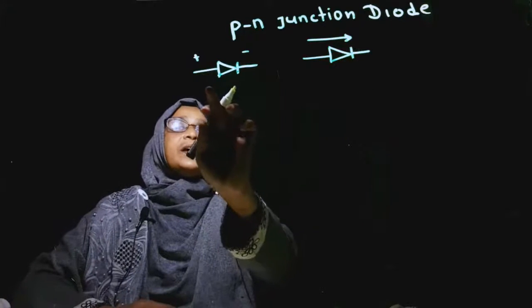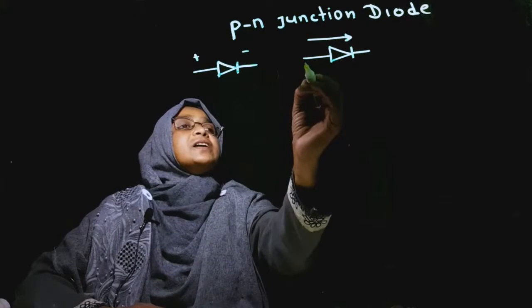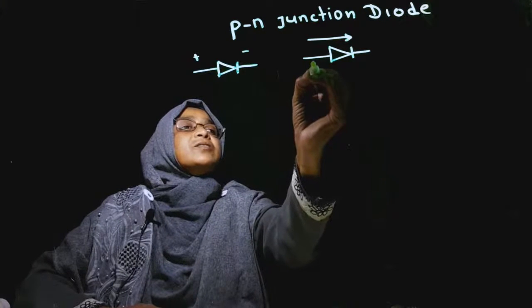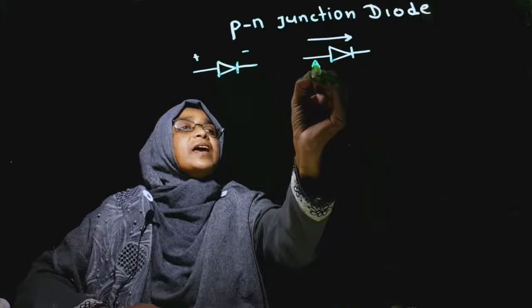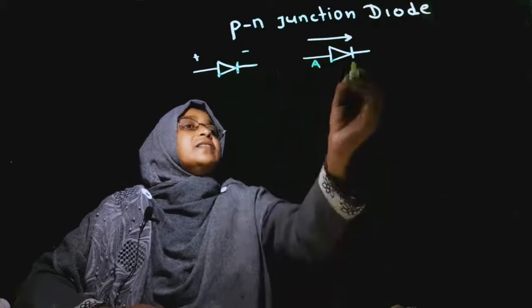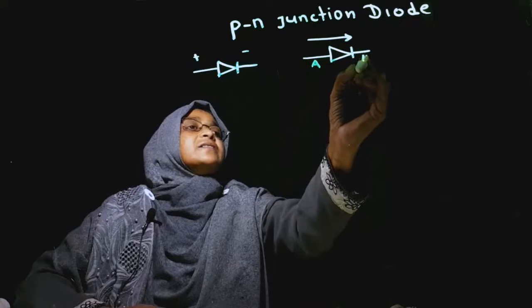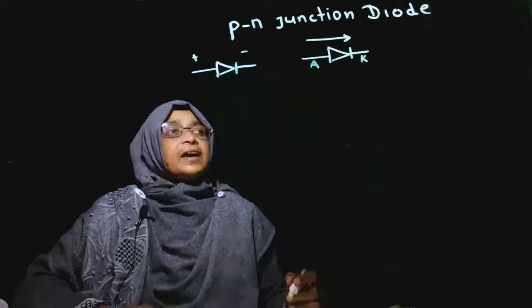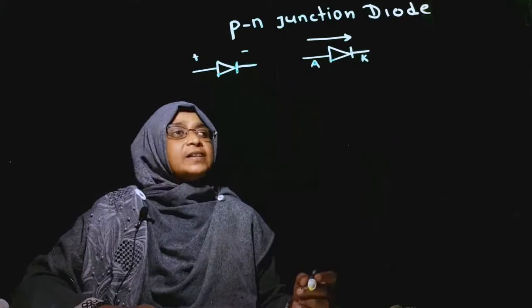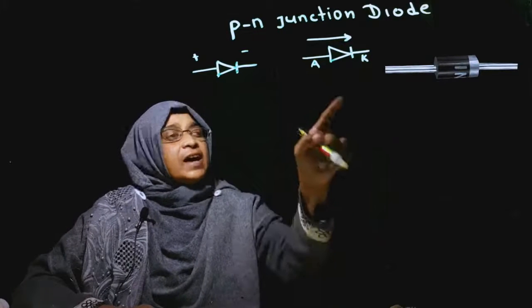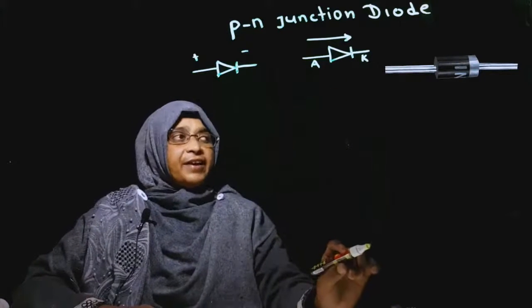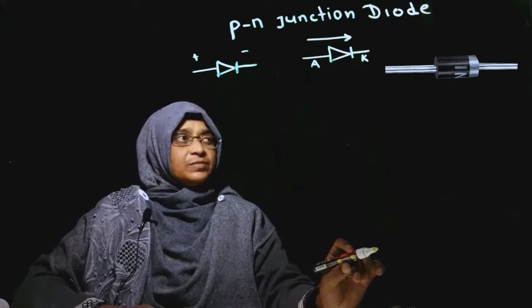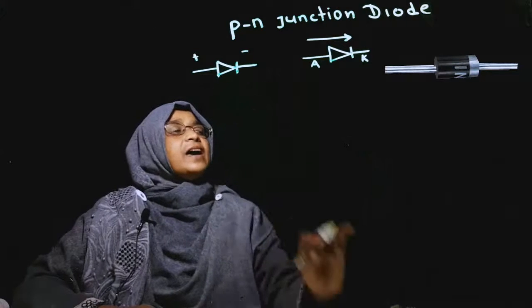This way, positive to negative. The terminal connected to the positive potential is known as the anode. This side is known as the cathode. In the diode, you can see a colored ring, that is the cathode. The other side is the anode.